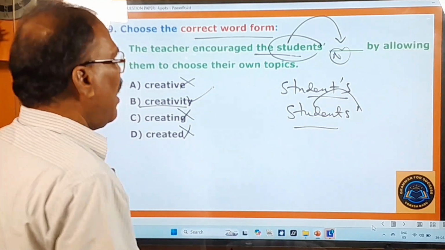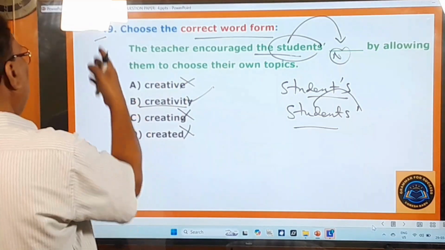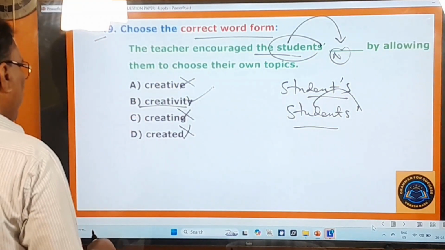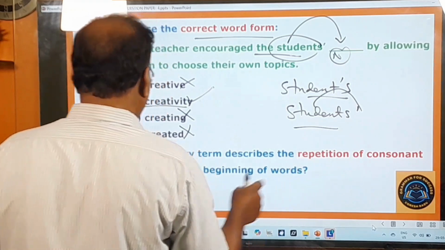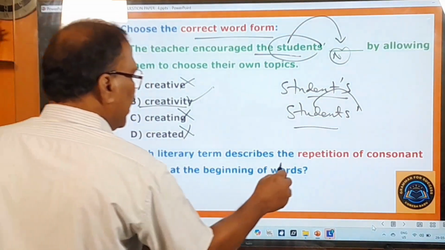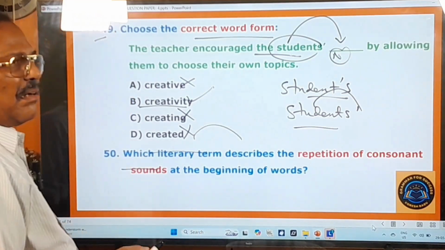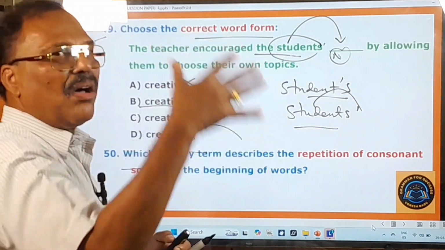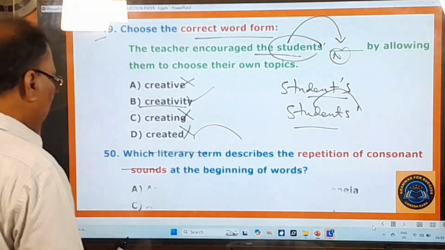That's the rule, right? And here, by allowing them to choose their own topics. Okay, it's all right. And you go to the next question, 50th question. Which literary term describes the repetition of consonant sounds at the beginning of words? What is that literary device that describes the repeated consonantal sound in nearby words in a sentence? Here you pay attention.